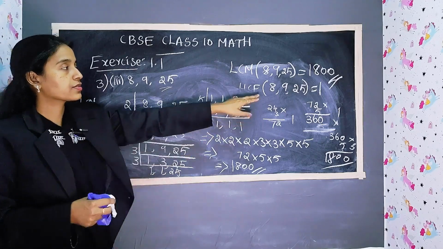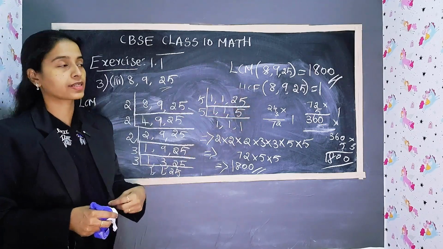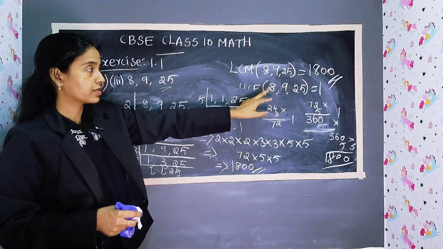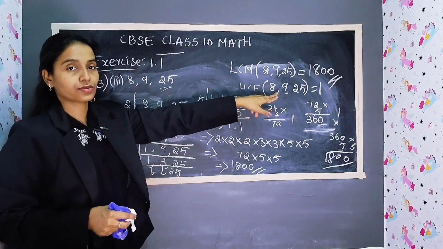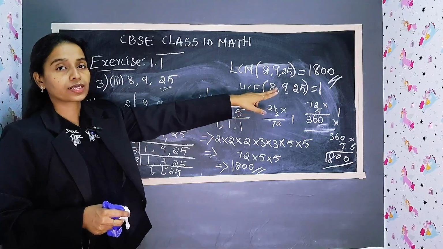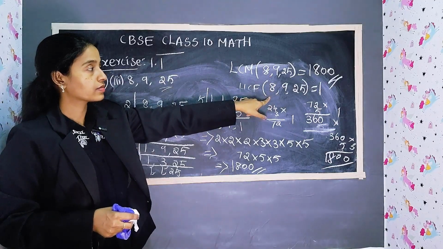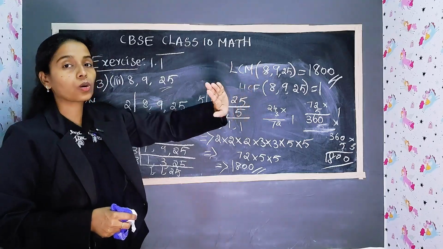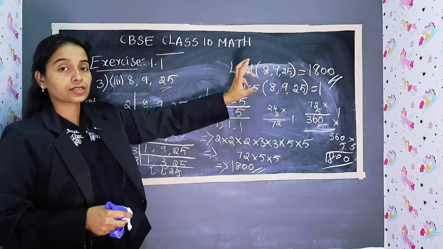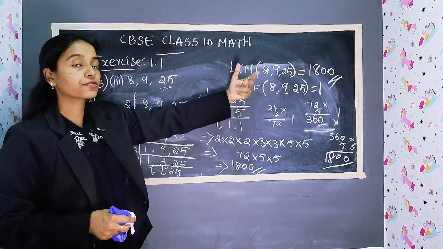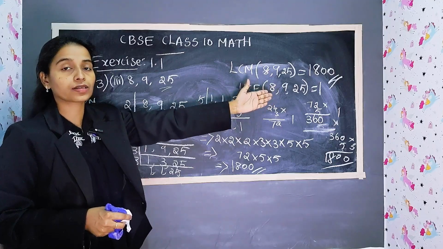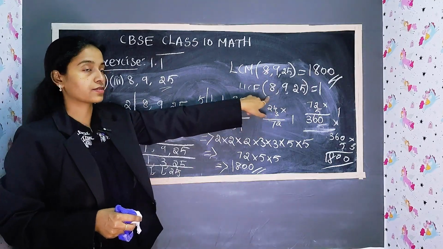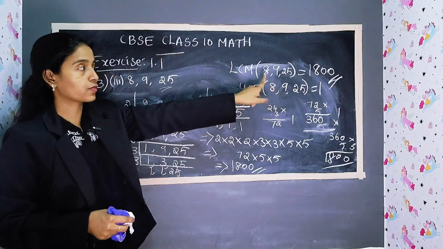Here HCF is 1, LCM is 1800. We don't have a common factor in this case for finding the HCF, so we are taking 1. 1 would be the common factor for all the cases. If we don't have any other number as a common factor, we should take that 1 as the common factor. That is, the HCF of these 3 numbers is 1.